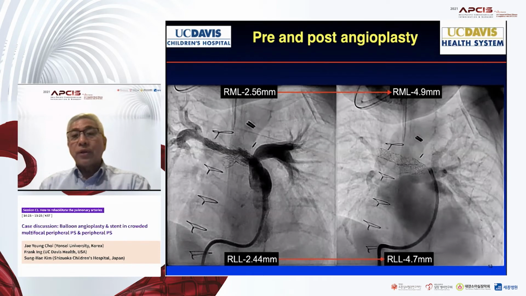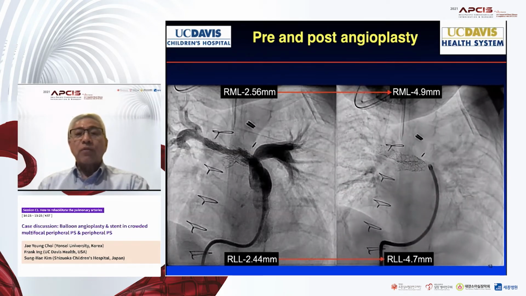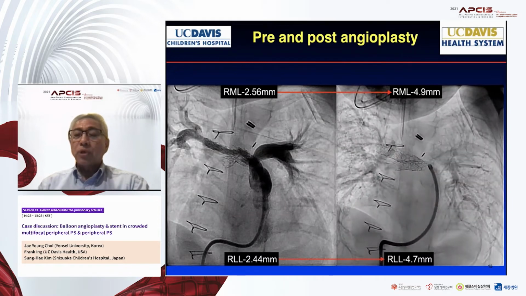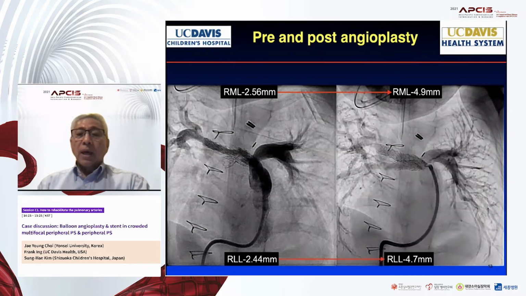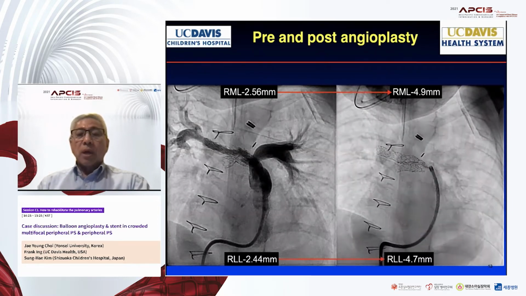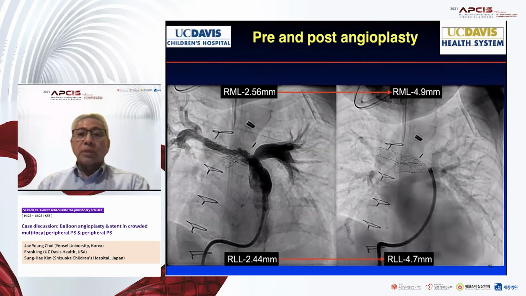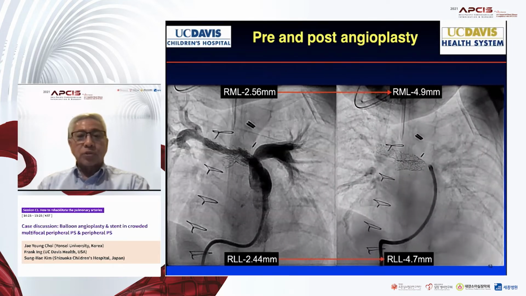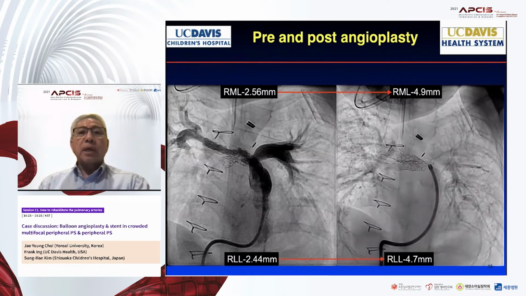Now, one of the things I've learned is that if it's a very small vessel, 4 to 5 millimeters, you can actually use some very high pressure coronary balloons as well. So for the small vessels, you can get away with coronary balloons that can go up to 18 atmospheric pressures as well. So this is the pre and post.